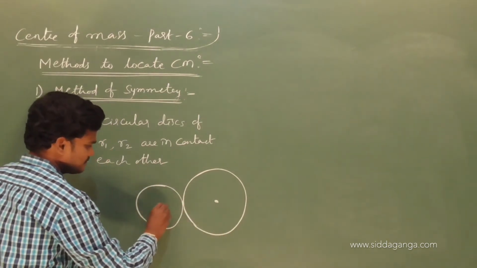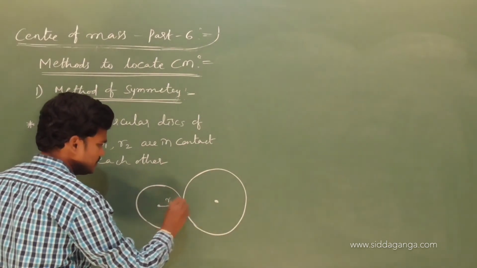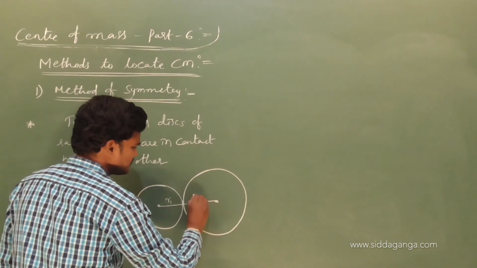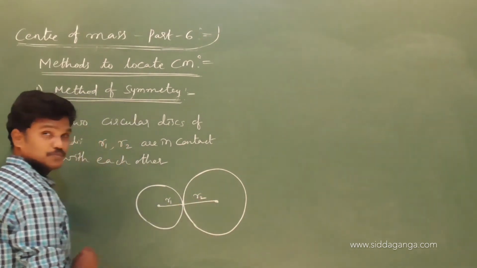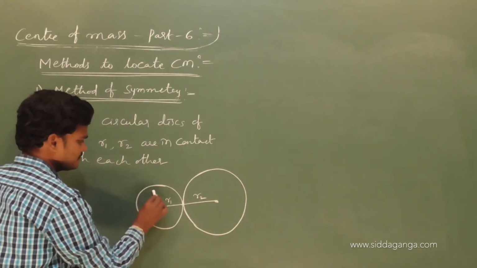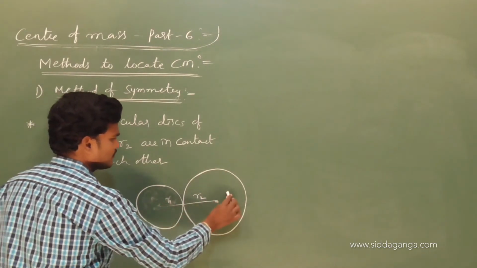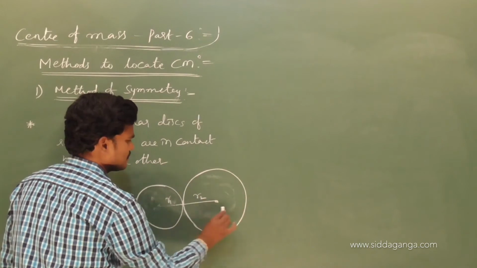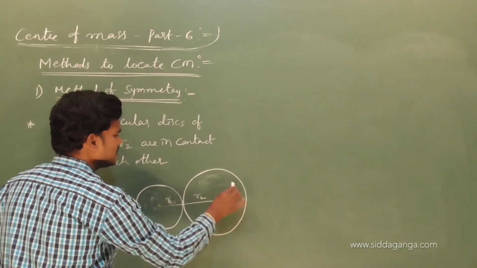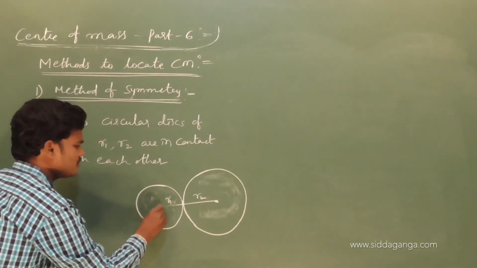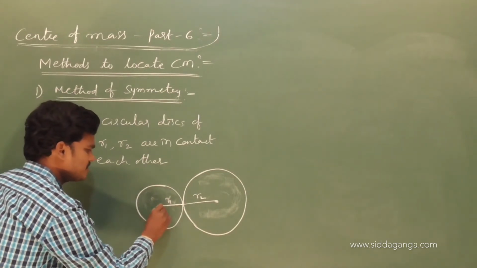Okay, this radius is R1 and this one is R2. Both are circular discs. Now our target is to find out the center of mass of this system from the first disc.